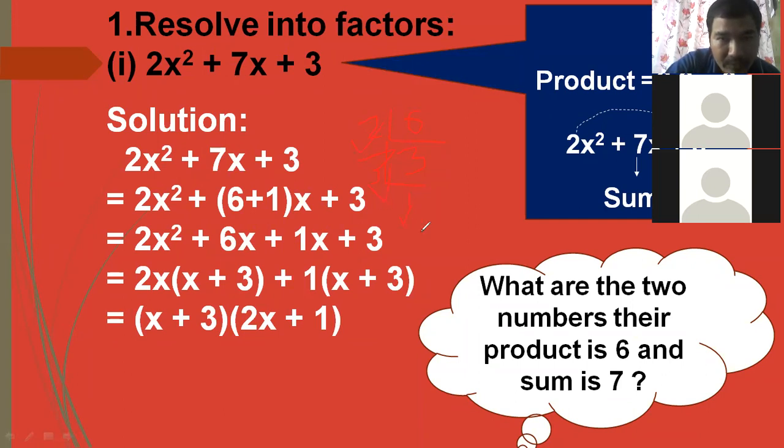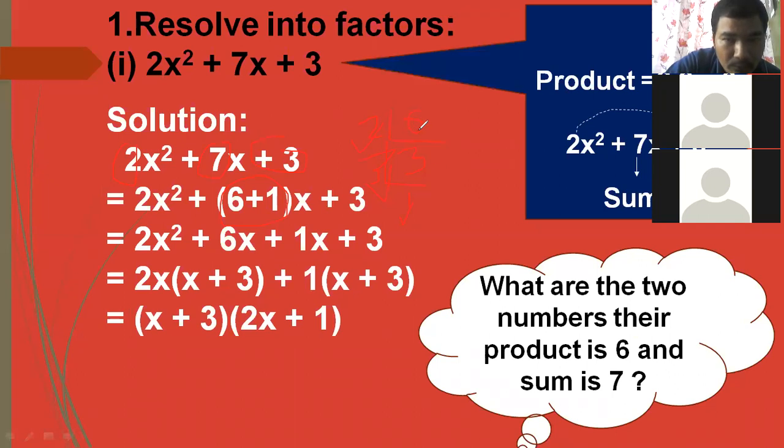We have to make two factors whose sum must come what? 7. Whose sum must come 7. How to know it is a sum? Because when we multiply 2 and plus 3, what came there? Plus 6. If it is plus, then we get this 7 by adding two factors of this 6.